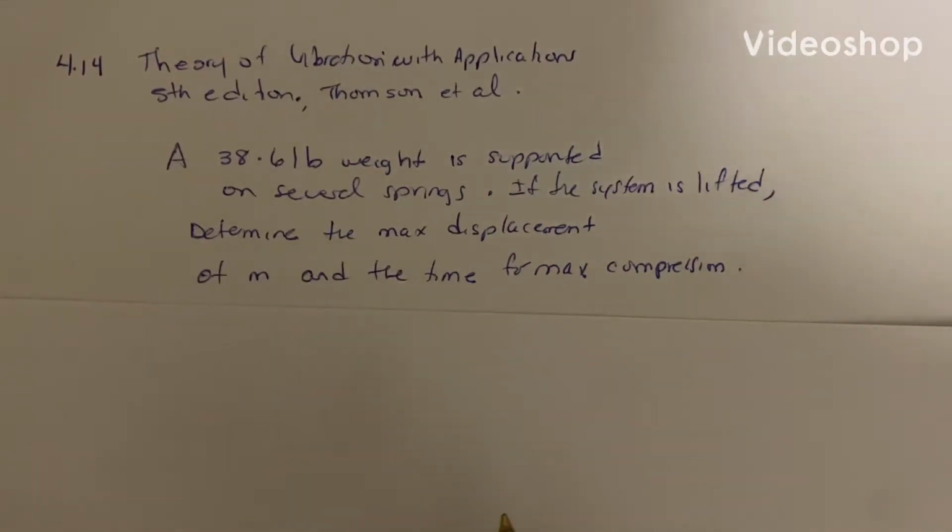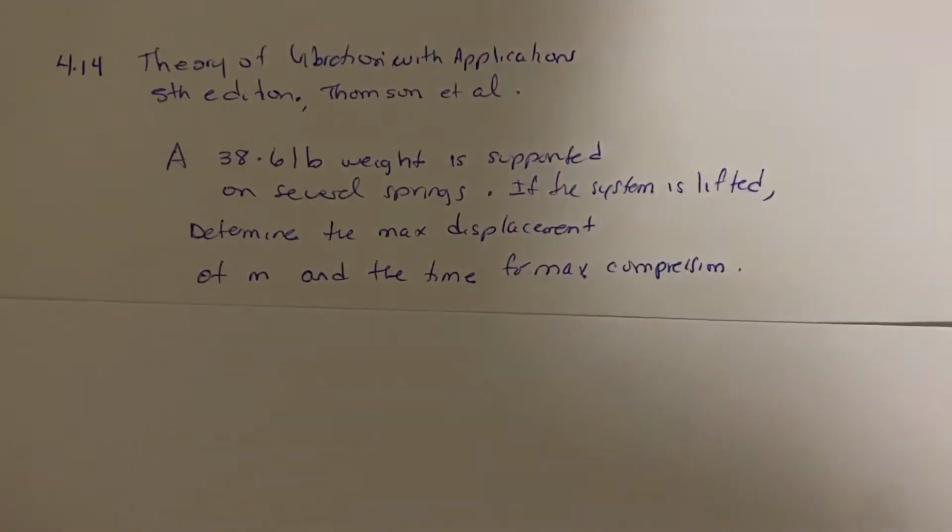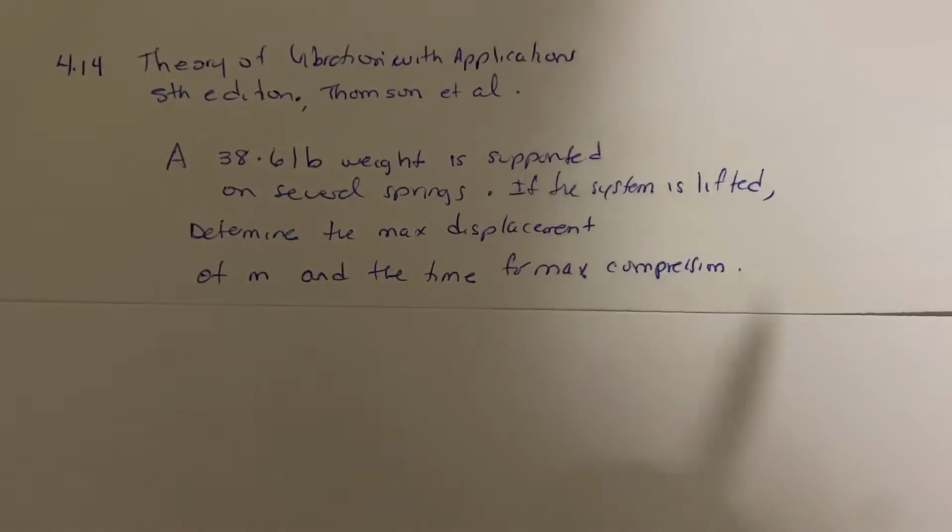In this problem, we have a mass that is supported by a set of springs with a combined stiffness of 6.4 pounds per inch. The system is lifted and then released, and we are asked to find the maximum displacement of the mass and the maximum compression, the time for maximum compression. So let's first find the deflection at static equilibrium.